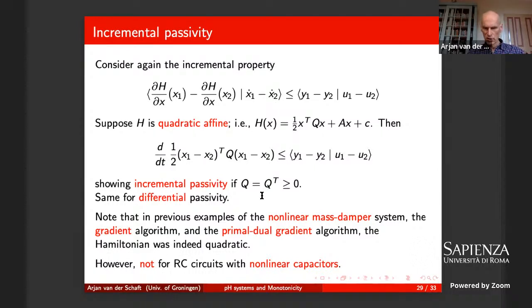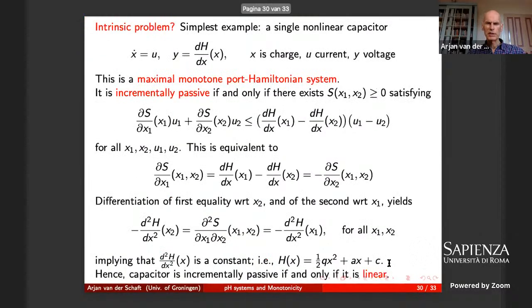And the same also holds for differential passivity. Well, in the examples that we have seen, like the mass damper system and the gradient system and the primal dual gradient algorithm, indeed, every time the Hamiltonian was quadratic. On the other hand, for the RC circuit case, if we consider nonlinear capacitors, that is not the case. So then we do not immediately get this incremental passivity.